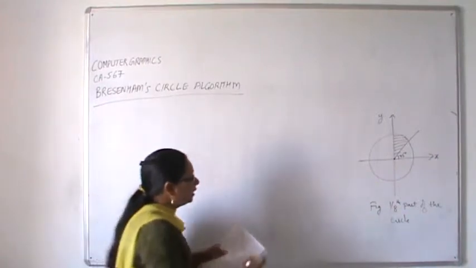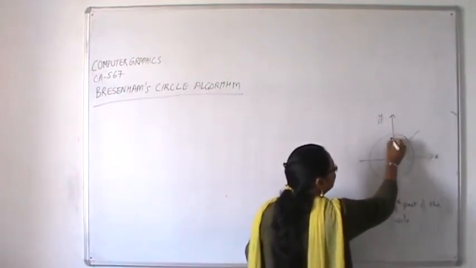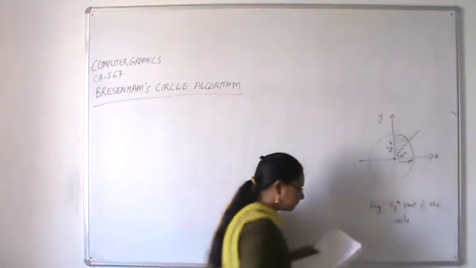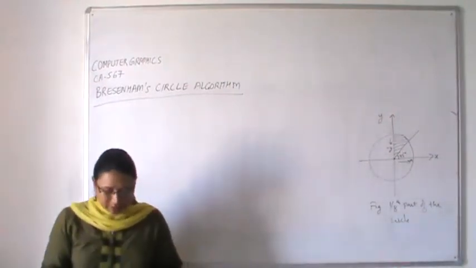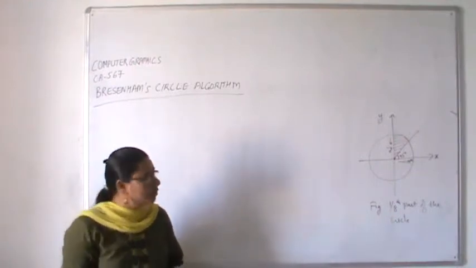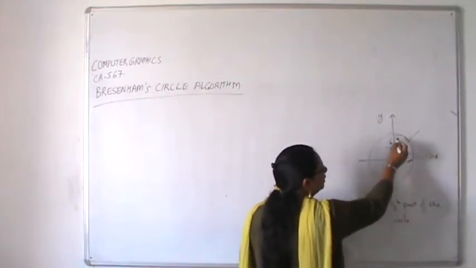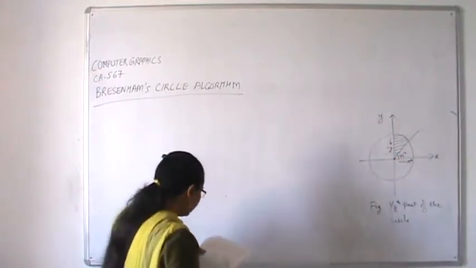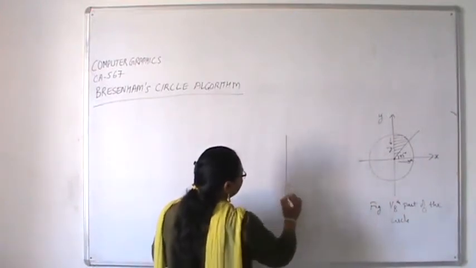So, in this particular case, when we are moving from 90° to 45°, that means y is decreasing and x is increasing. So, we have to select those pixels in the raster that fall at the least distance from the true circle. So, this is the true circle, so we have to find out the least distance candidate pixels. So, there is another diagram, and the concept will be more clear by that diagram.